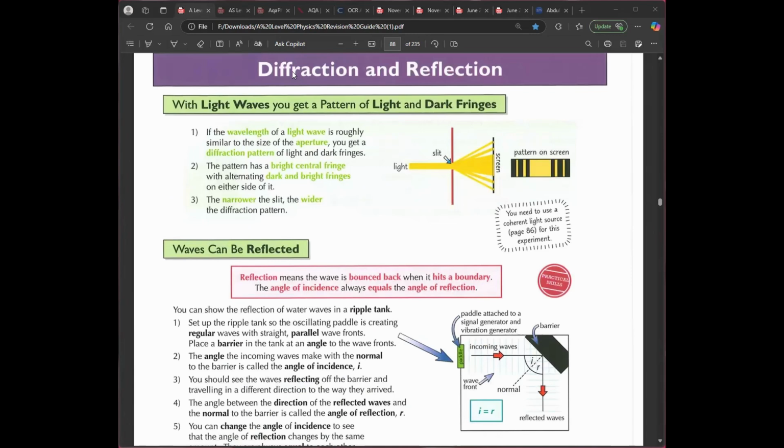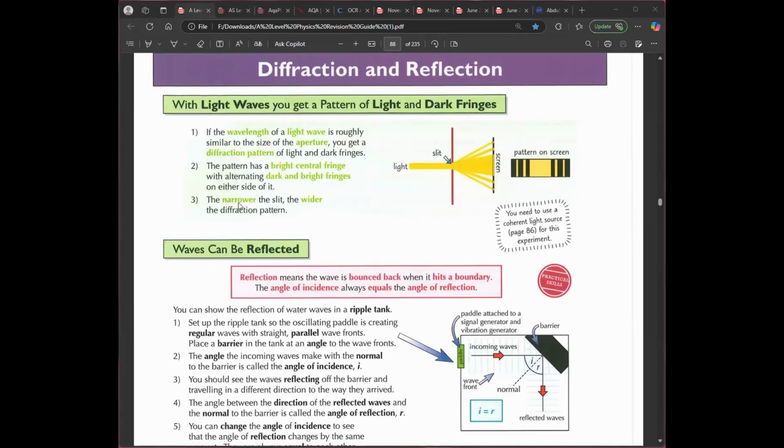Now, same effect of diffraction when we come to discussing light waves. Obviously, the size of slit again would be comparable to the wavelength. If the wavelength of a light is roughly similar to the size of the aperture, so this is an aperture, you get a diffraction pattern of light and dark fringes. You see something like this, which would be explained better when we discuss interference, because this actually shows where there is constructive interference and destructive interference. We will come to that. The pattern has a bright central fringe with alternating dark and bright fringes on either side of it.